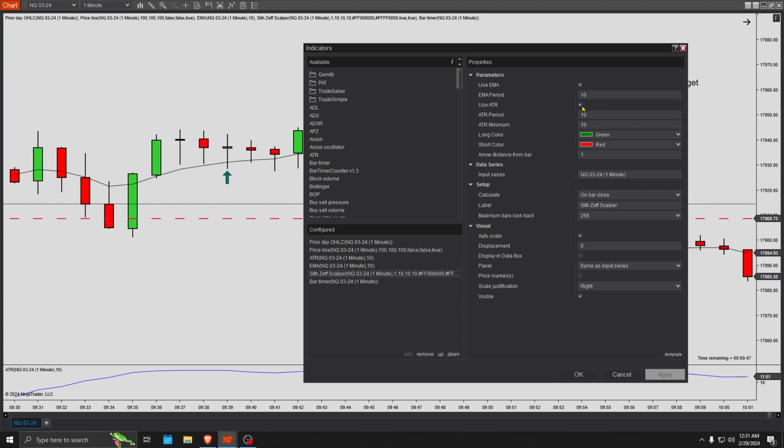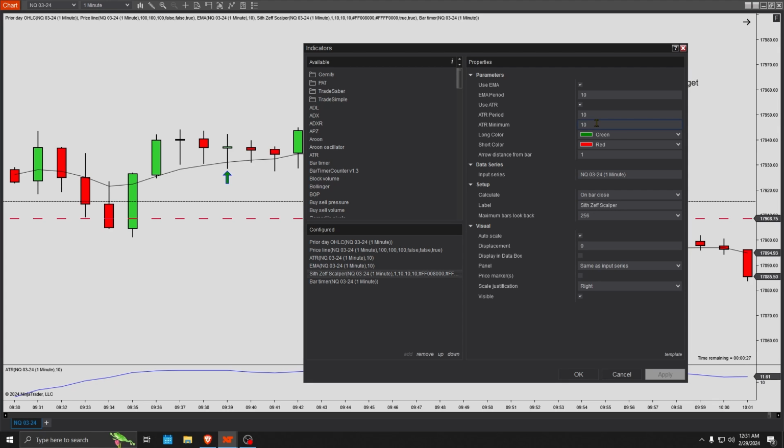Remember to select the use EMA 10 period. Remember to select the use ATR. The biggest question I got was, what's the ATR period? How's the ATR work? Okay, ATR is an average true range. So if the ATR on the Nasdaq is at 20, our profit target is 10 points. So it's half of the ATR.